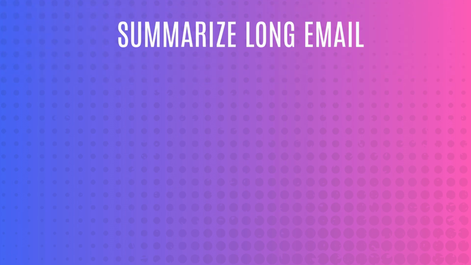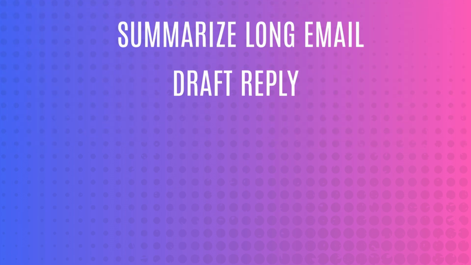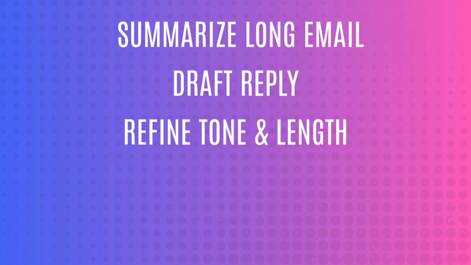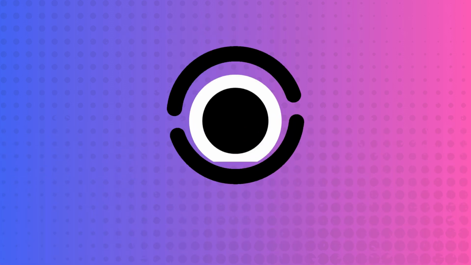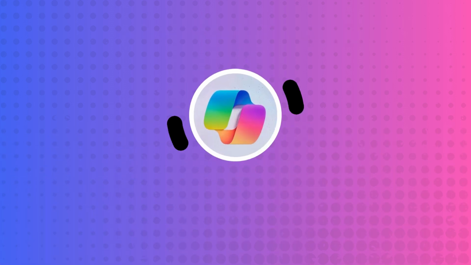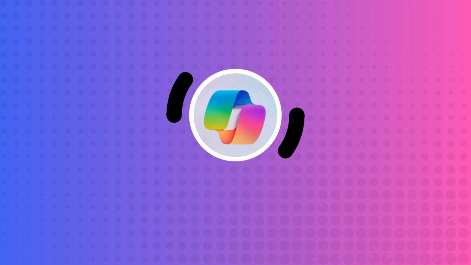So today, you learned how Copilot in Outlook can summarize long emails, draft replies, rewrite tone and length, conclude threads, and quickly search email. Copilot doesn't just save time reading emails, it helps you act on them faster and more effectively.